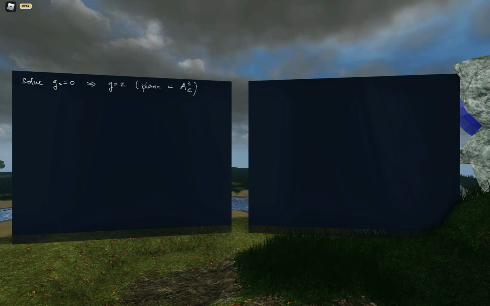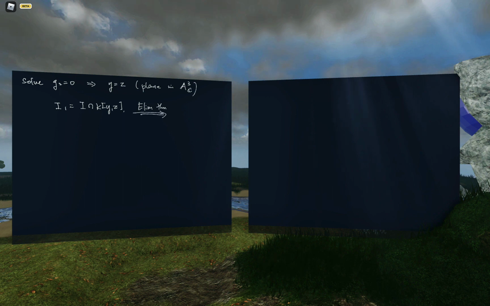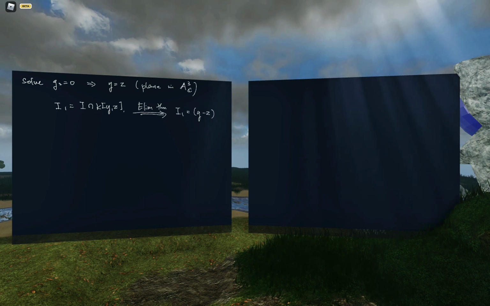And the first elimination ideal, I1, well, if I've done this backwards, yeah, I've done this backwards, but that's okay. The I1 is I intersect K[y,z], right? And the elimination theorem implies that I1 is actually generated by y minus z. And that's, of course, a Gröbner basis.